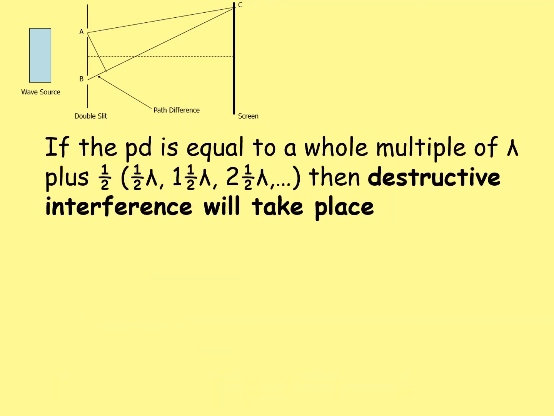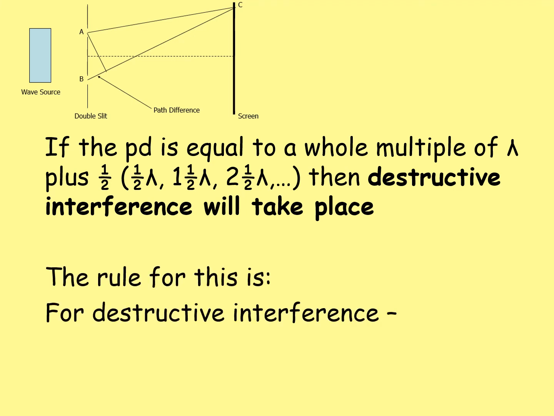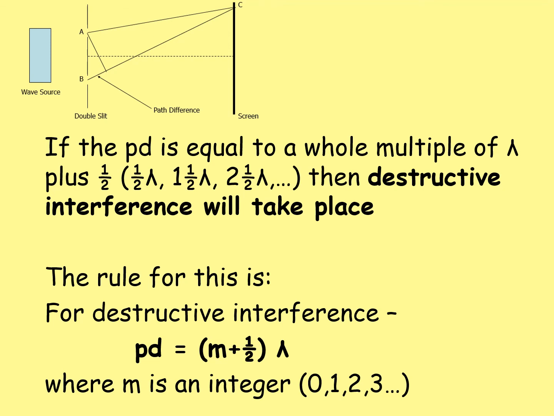If the path difference is equal to a whole multiple of lambda plus a half, i.e. half lambda, 1.5 lambda, 2.5 lambda, then destructive interference will take place. The rule for this is that for destructive interference, path difference is equal to m plus a half lambda, again where m is an integer, 0, 1, 2, 3, etc. In the next video, we'll look at path difference in greater detail.